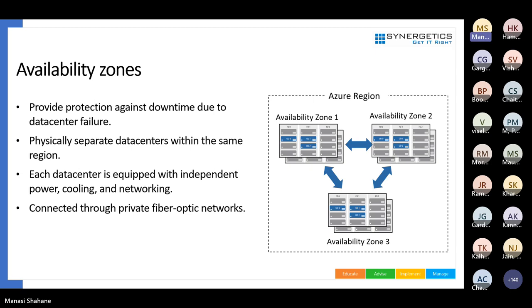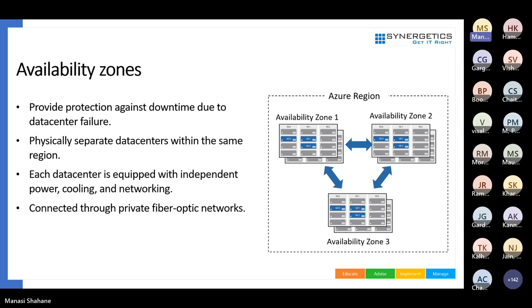So a region is divided into three availability zones and they are connected through low latency optic fibers, because when you deploy a service, it's actually not deployed on a region. It is deployed on one of these availability zones. You don't know which availability zone if you go for a PaaS service, you don't have that option. But if you go for infrastructure as a service, you have the flexibility to choose which availability zone you put your service in. When we create a VM, I will definitely show you where you can change that setting.